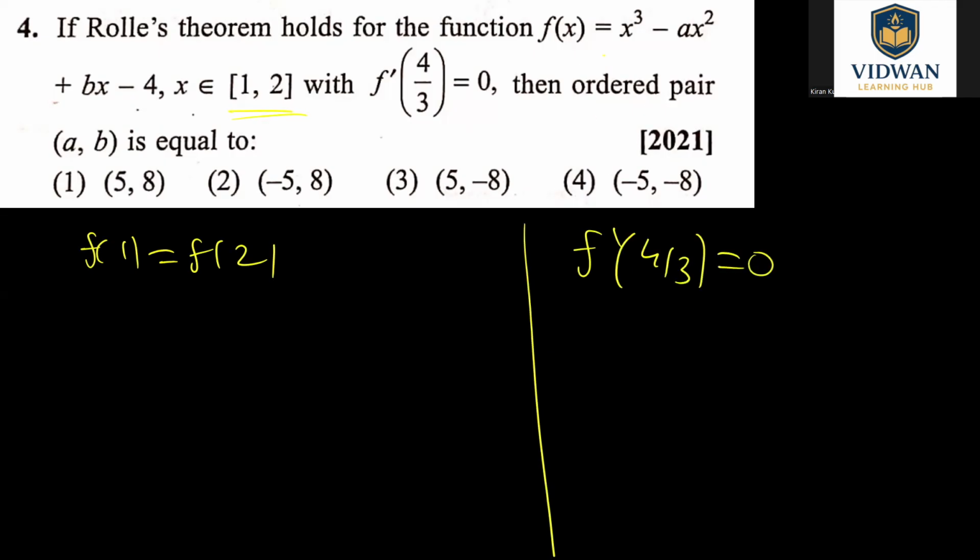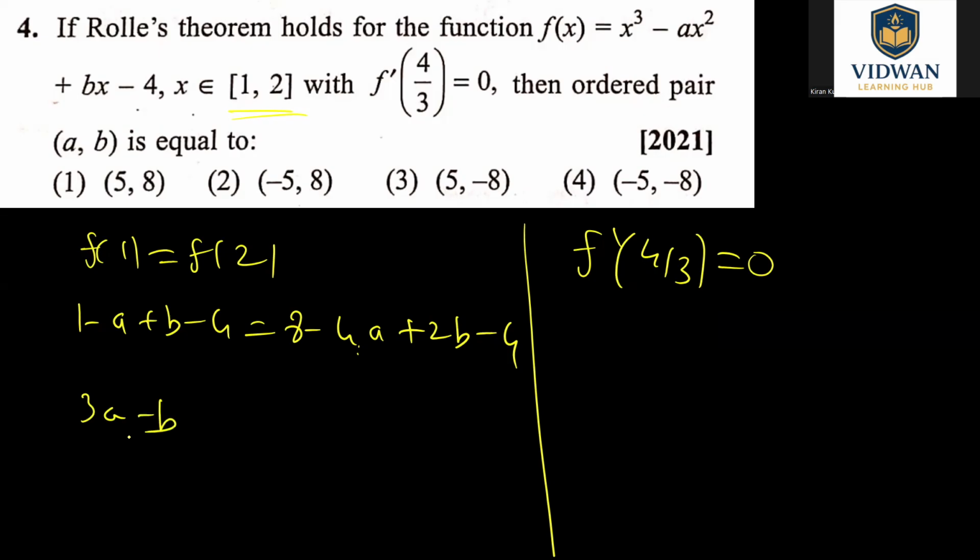So what does f of 1 give you? If you put x as 1, f of 1 will be 1 minus a plus b minus 4, putting x equal to 1 in the function. F of 2, put x equal to 2, it will be 8 minus 4a plus 2b minus 4. So this will give you 4a minus a together will become 3a. B minus 2b is minus b. And looking at the constants, here we have 1 minus 4, minus 3. And in the right hand side, what is the constant? 8 minus 4, 4. So 3a minus b is equal to 7.